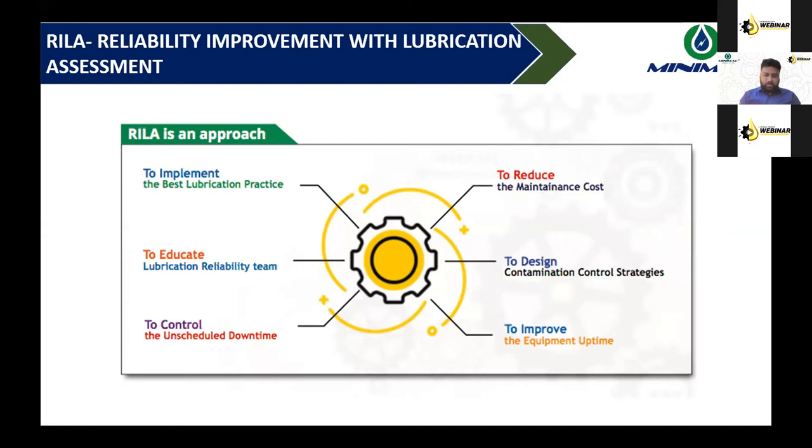That's the approach which the RILA program adopts. We have to find out what the current practices are and what the gaps are from the international standards for those practices. Based on that, a program would be devised, certain pointers would be established, and the teams would be empowered and educated. The ultimate benefit would be to reduce the maintenance cost, to reduce the lubrication concerns and breakdowns for a particular plant, and of course, to improve the equipment uptime.